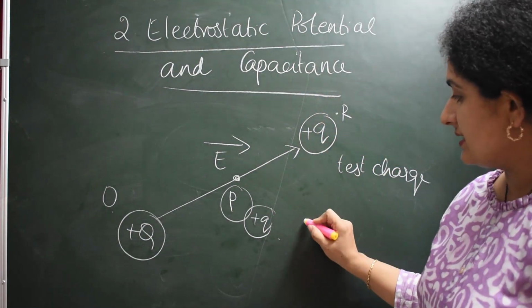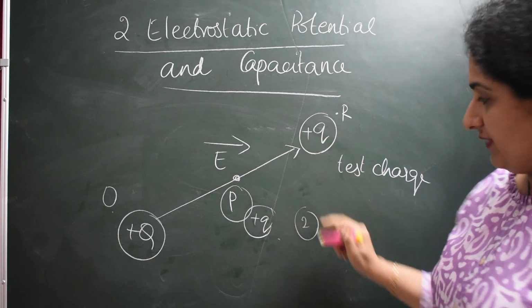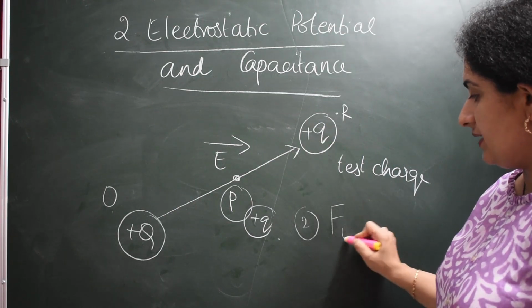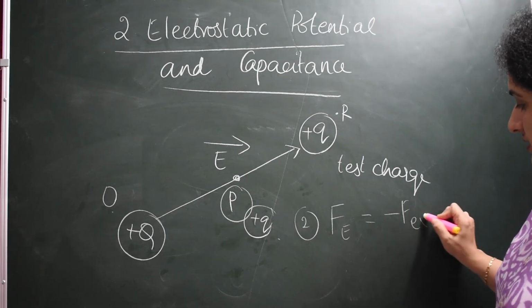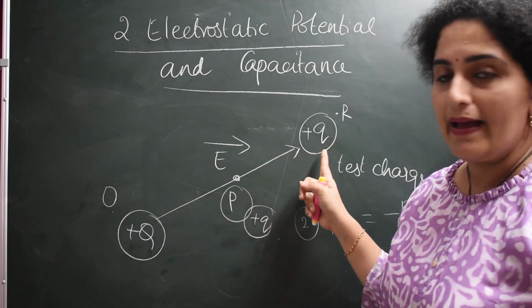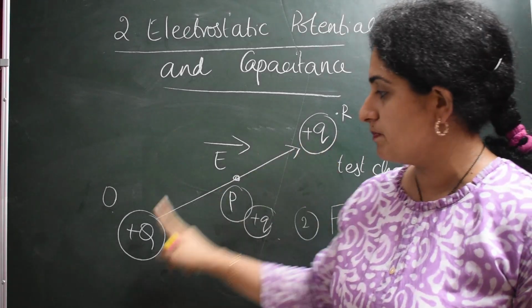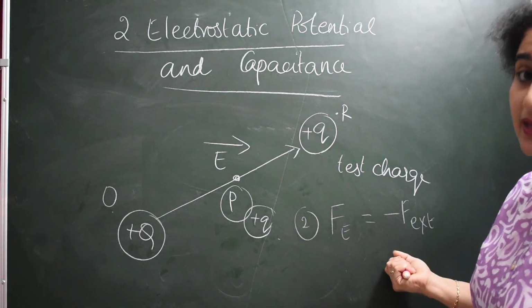The second point is the direction of electric field. So Fe, the electric force, will be equal to minus F external. This F external is a force which you apply on this test charge to bring it to this point. So it is equal and opposite.